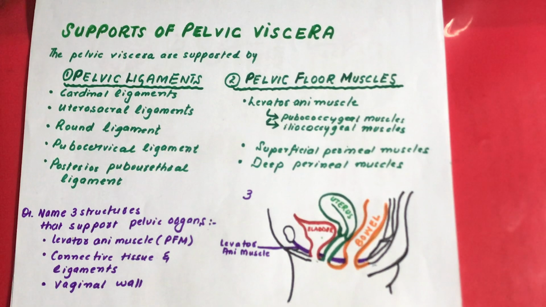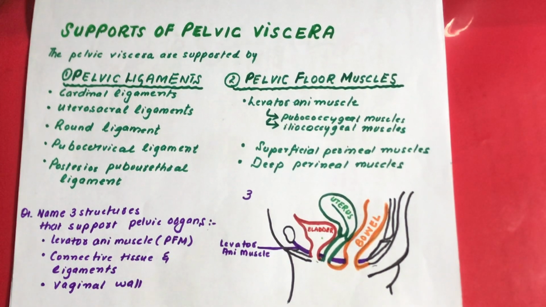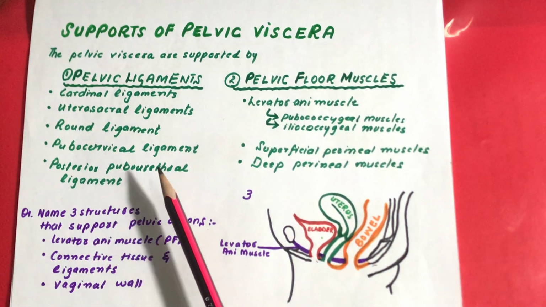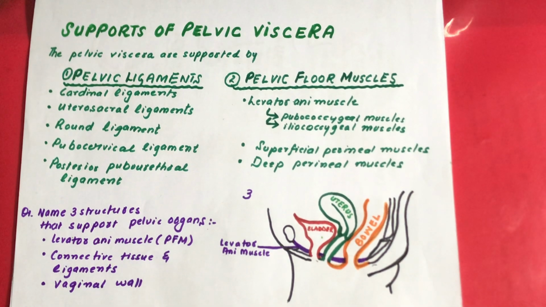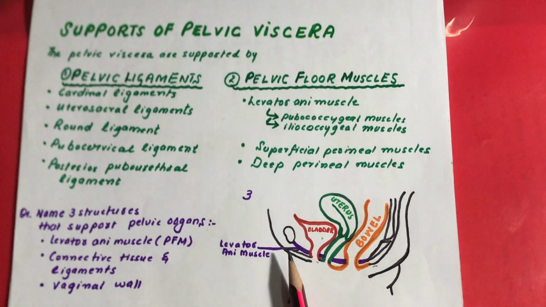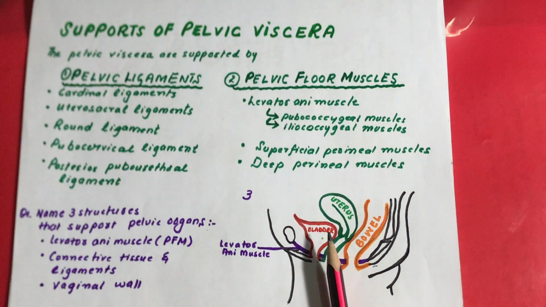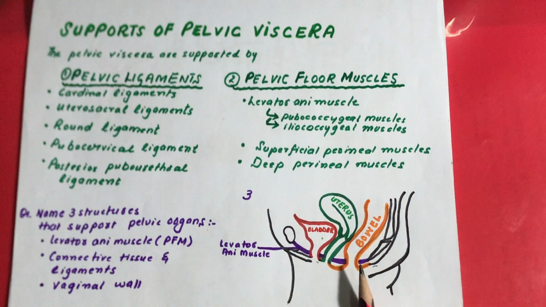If you are asked to name three structures that support pelvic organs, you have to write levator ani muscle, because this is the main supporting muscle, connective tissue and ligaments, where you can name the ligaments I have written here, and the vaginal wall. These are the supporting structures of the pelvic organs, and I have drawn a diagram here. You should remember these positions because it is very important.